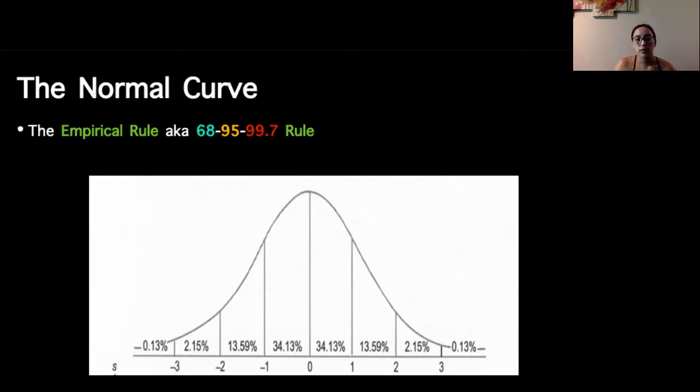But usually if you have enough people, normality isn't really a concern anymore because it should naturally happen. When we're talking about the normal curve, we also have to acknowledge the empirical rule. We saw this curve in our previous portion of this lecture series, but the empirical rule is also called the 68, 95, 99.7 rule, which is a little bit tedious to say.